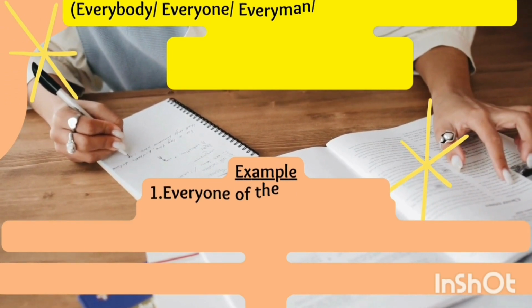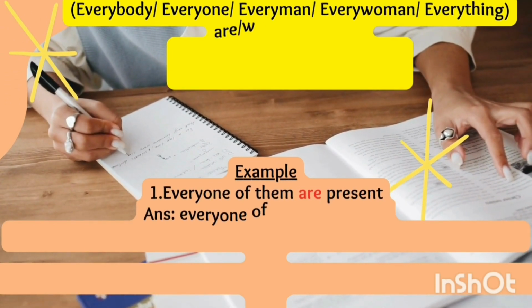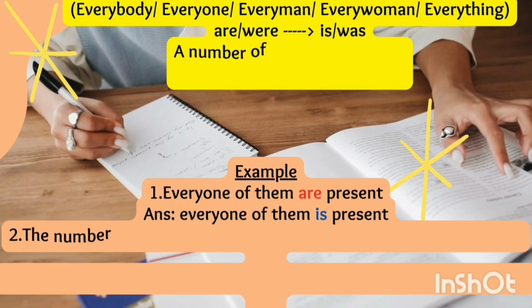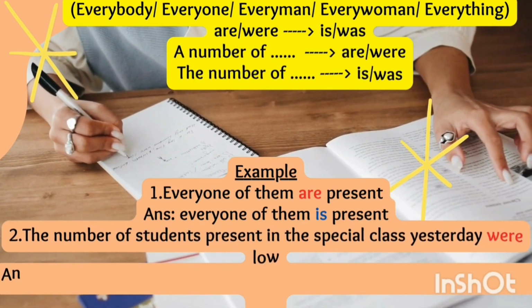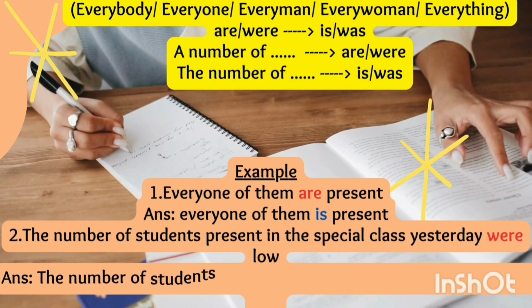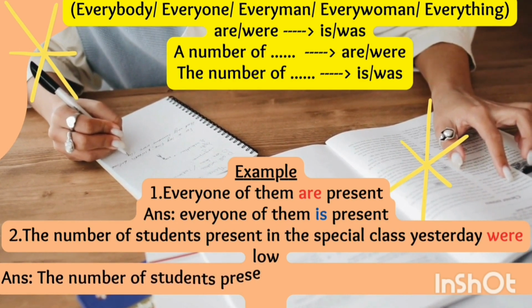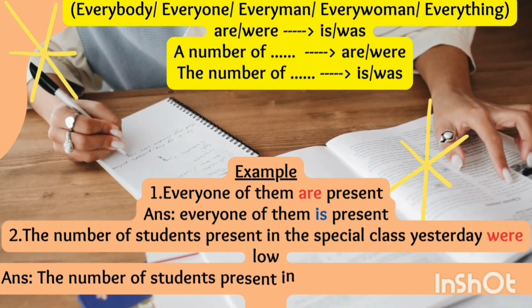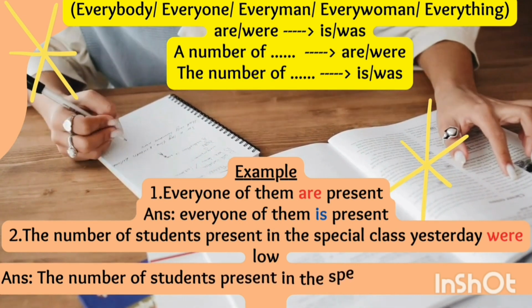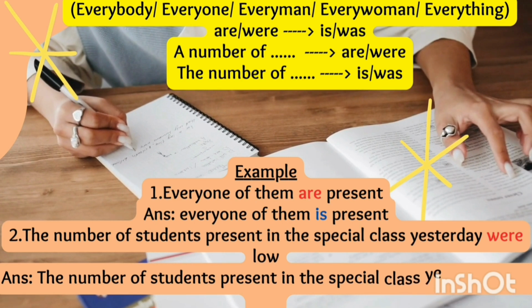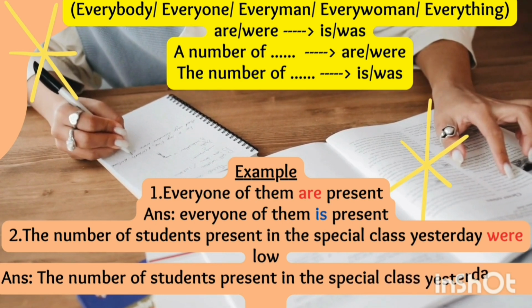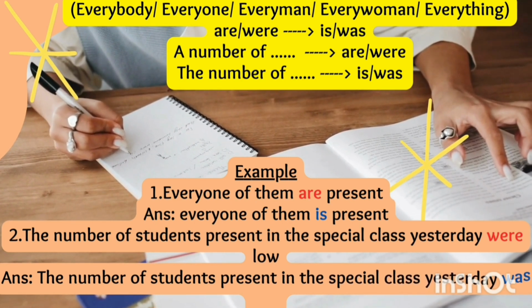If the given sentence consists of everybody, everyone, every man, every woman, everything followed by a plural verb like are, were, then it should be replaced by a singular verb is, was. Let us see an example for that. First one, every one of them are present. Here, everyone is followed by the plural verb are. We need to replace it by is. Answer, every one of them is present.